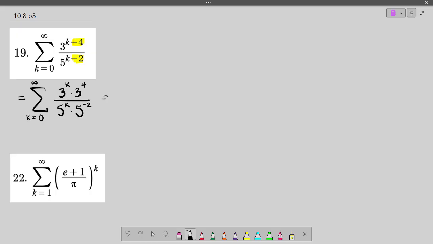Okay, so let's get the constants cleaned up here. In the numerator, we have a 3 to the 4, so that's 81. So we're going to have an 81 in the numerator. In the denominator, we have a 5 to the negative 2, which is 1 over 25. So that's actually going to turn into a 25 up in the numerator. And then we have our 3 to the k. And in the bottom, we have 5 to the k. That starts at 0, so we could use our shortcut here.